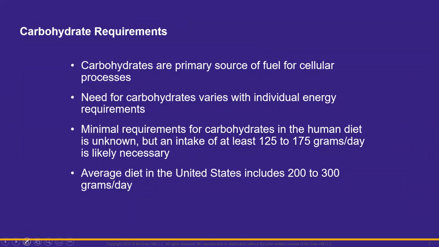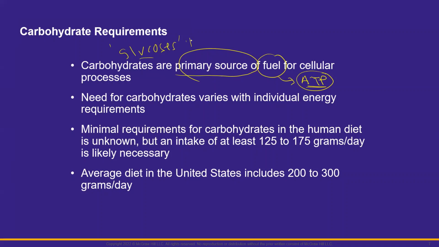Carbohydrate requirements for the body. This is the primary source of fuel. This is the one that produces ATP. That's the carbohydrate, especially the glucoses. After it's digested into glucoses, glucoses will be used for making ATP, especially with oxygen. So glucoses plus oxygen will produce ATP plus water and carbon dioxide.